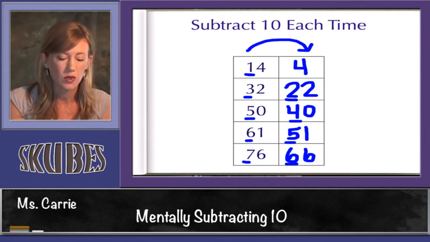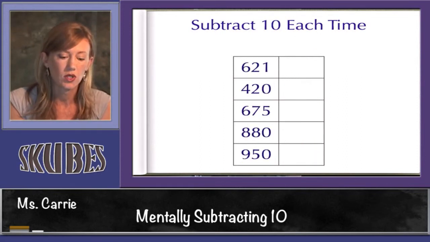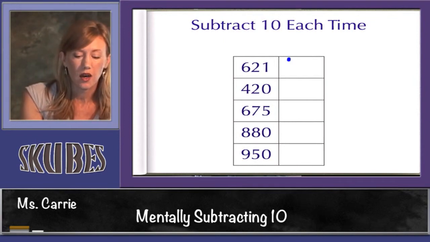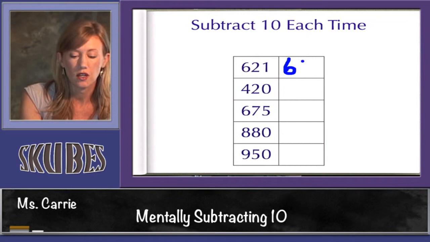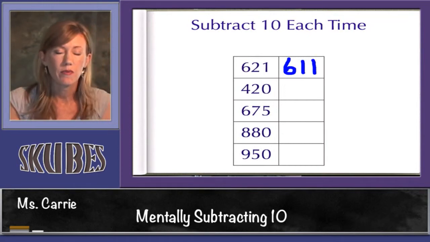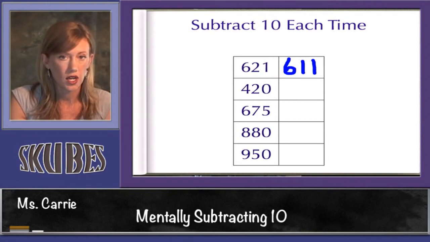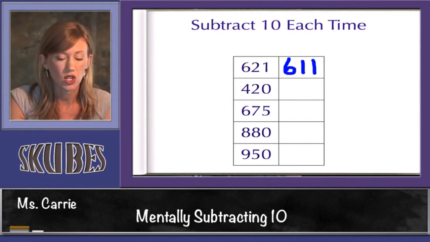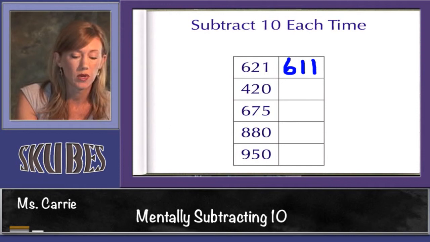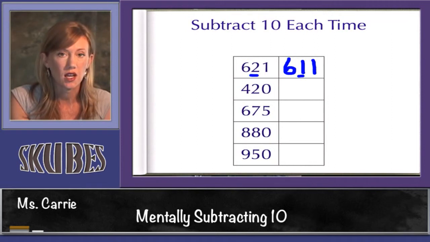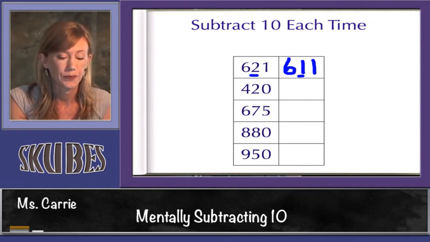Let's try this again with some bigger 3-digit numbers. The number 621 would become 611. If you remember from our pictures, the 100's digit doesn't change and the 1's digit doesn't change. It's just the 10's digit because we're subtracting 10. So the 2 becomes a 1. The 6 in the hundreds and the 1 in the 1's place stay the same.